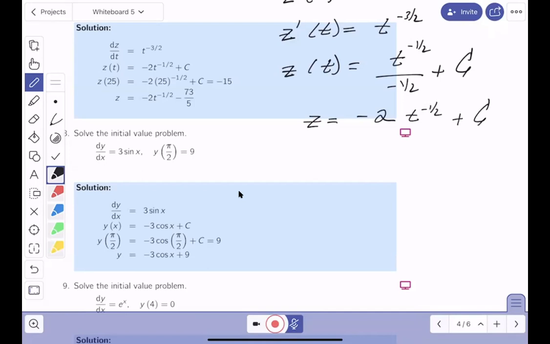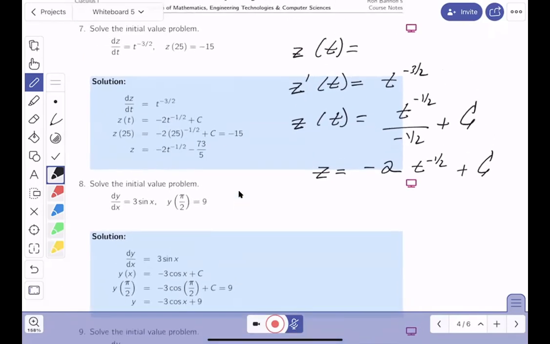Now let's go see if they asked that question. I don't think they did. Oh, what did they say? They say z of 25 is equal to minus 15. Let's write that down. What do you get?